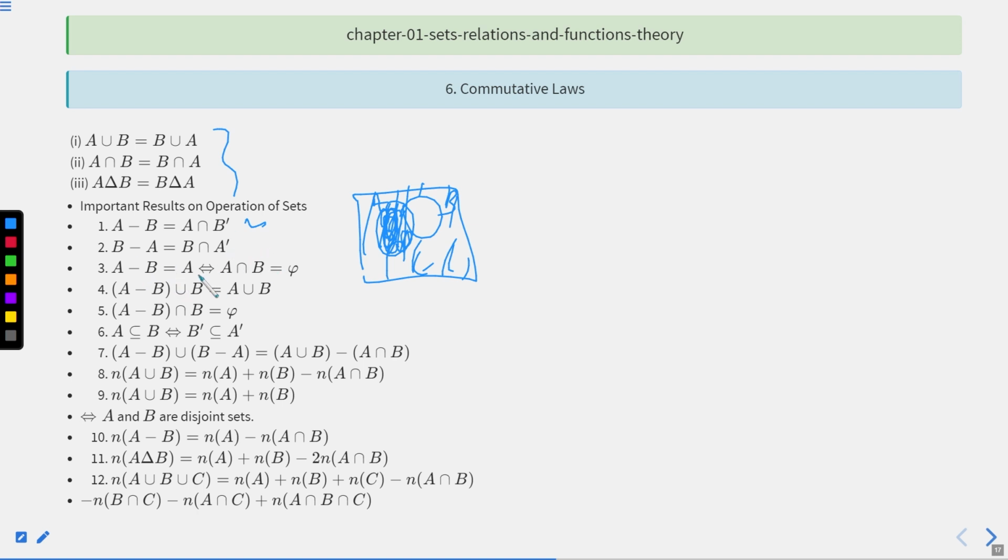Now if A minus B is equal to A, this implies A intersection B is equal to phi, right?